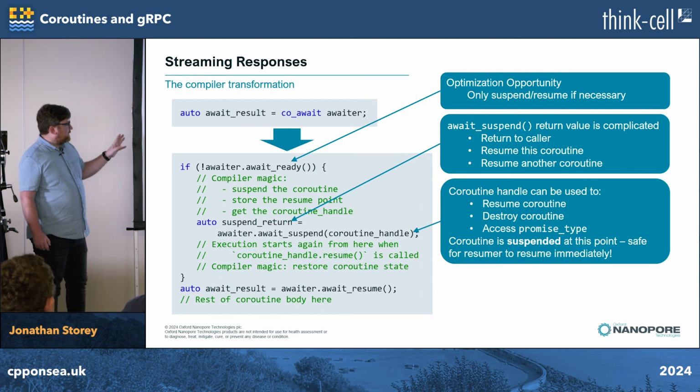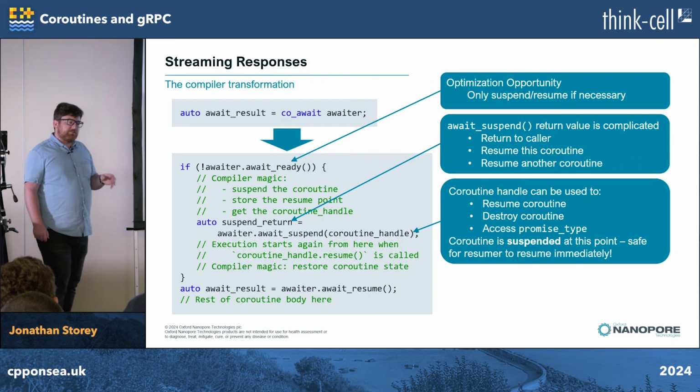The coroutine handle can be used to resume the coroutine or destroy the coroutine or access a promise type. So the compiler supplies the coroutine handle to awaiter.await_suspend. And a neat thing to notice is that the coroutine is suspended at this point. And so it would be safe for the resumer to resume the coroutine immediately it gets the handle. And this addresses your question earlier.